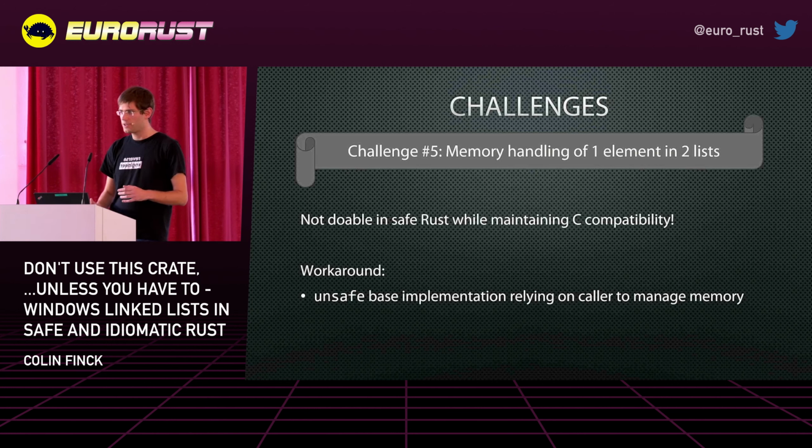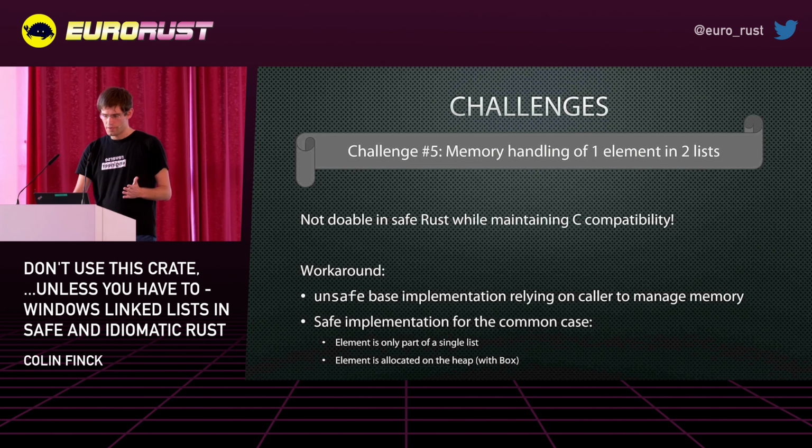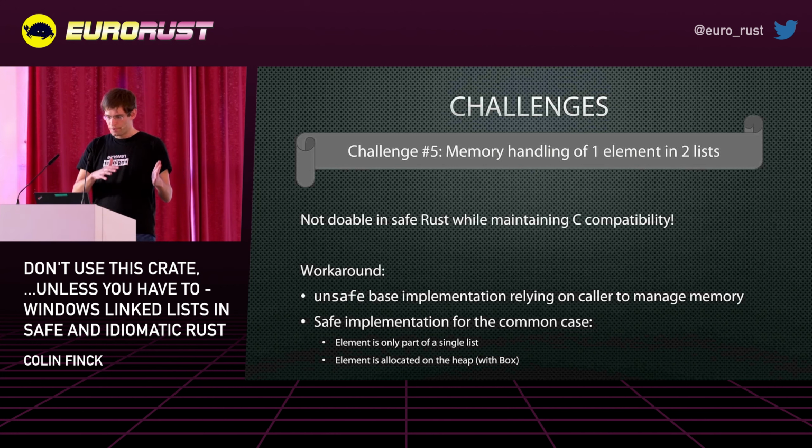So what I did instead was providing an unsafe base implementation, which relies entirely on the caller to manage memory. But for the happy path, for the common case that an element is only part of a single list and the element is allocated on the heap, I can actually provide a safe implementation, and this should work for like 99% of the cases. So now we have the common path split from the bad one, and we don't need unsafe that often. But at least we have an option to deal with all Windows linked list scenarios in Rust.